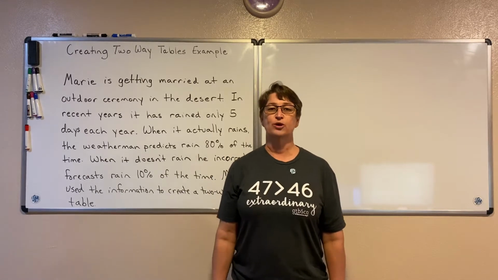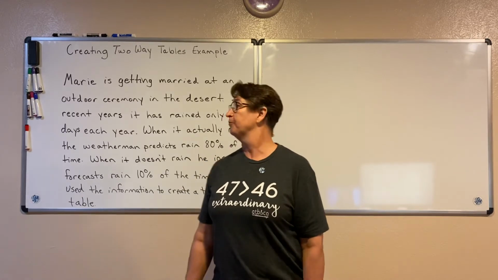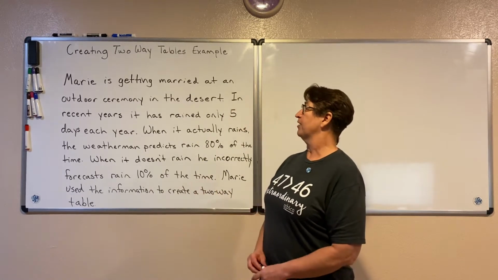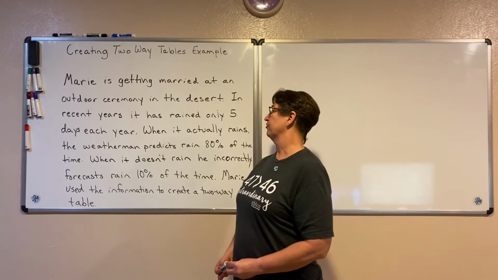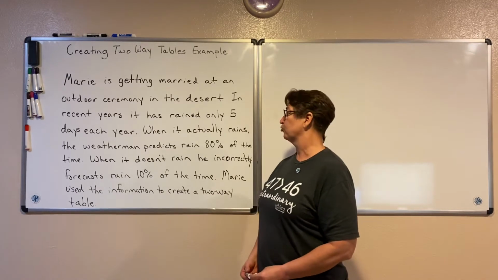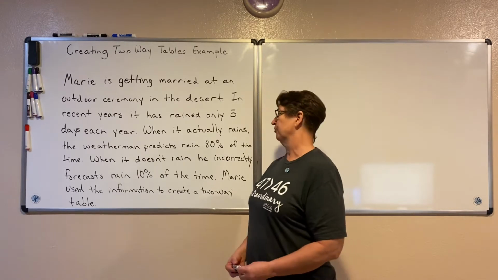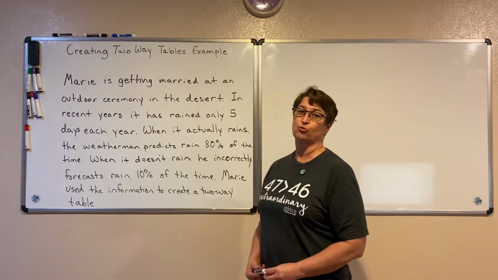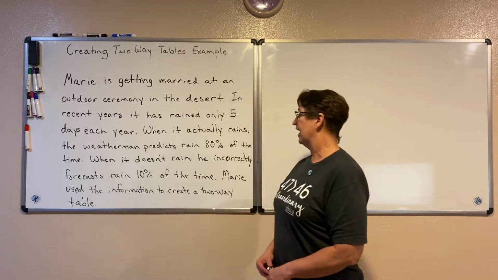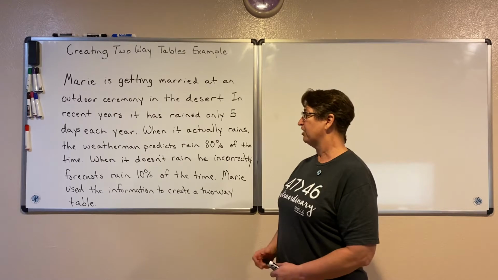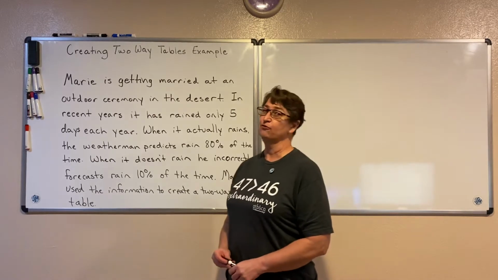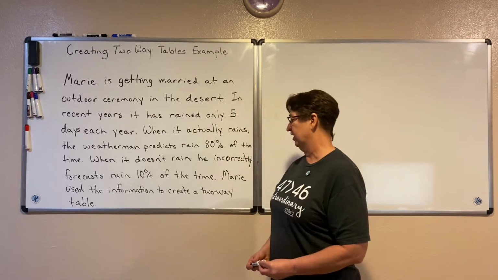In this video, we're going to create a two-way table. Marie is getting married at an outdoor ceremony in the desert. In recent years, it has rained only 5 days each year. When it actually rains, the weatherman predicts it rains 80% of the time. When it doesn't rain, he incorrectly forecasts rain 10% of the time.